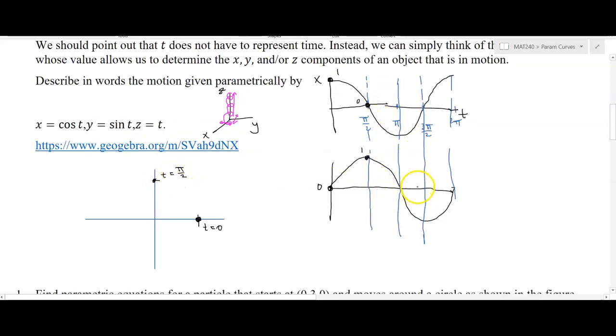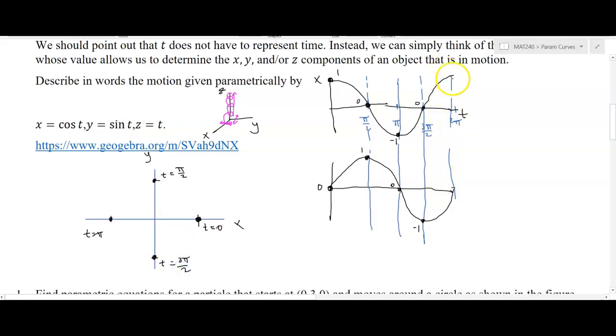At pi units of time, remember what we're plotting here is the x and y components of this function. Here we see that x is at -1, y is at 0, and so that's this point over here, the point -1, 0. This is at t equals pi. And then at time 3 pi halves, x is at 0, y is at -1. So x is 0, y is -1 is about down here. This is at t equals 3 pi halves.